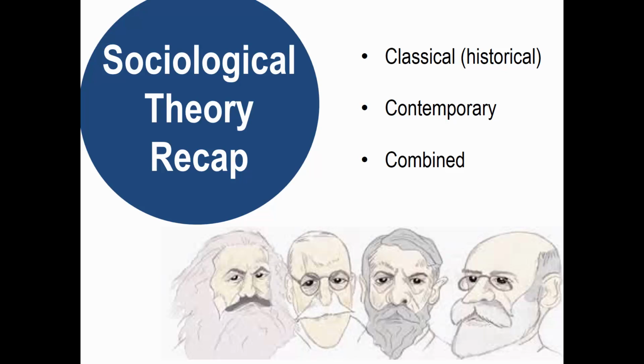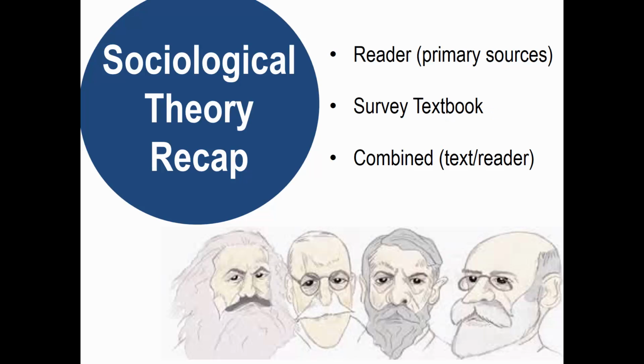Professors teach this course in one of three ways. They may focus on classical sociological theory or the most foundational historical theorists, or they will focus on contemporary sociological theory, or they could do a combination of both. Professors will also use one of three different types of books: a reader, typically in the form of a collection of primary sources, a traditional survey textbook, or a combination of both, or a text reader.